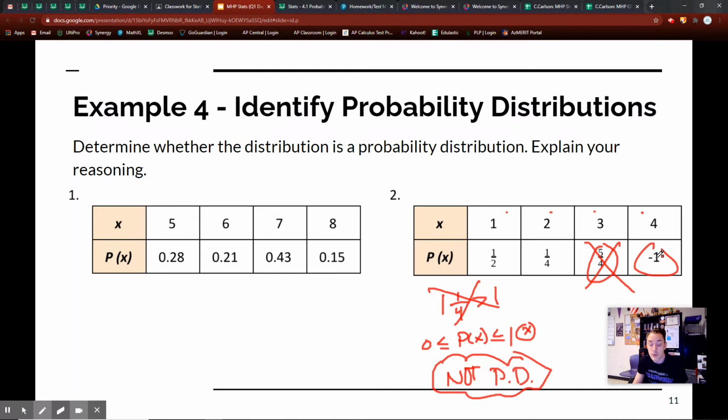It's -1. I can't have a negative probability, right? I can have 100%. I can have a 1 as a probability. I just can't have a negative probability. So if I added all those together, it would technically be between 0 and 1 in a sense, but because this one itself is greater than 1, then it's not a probability distribution.